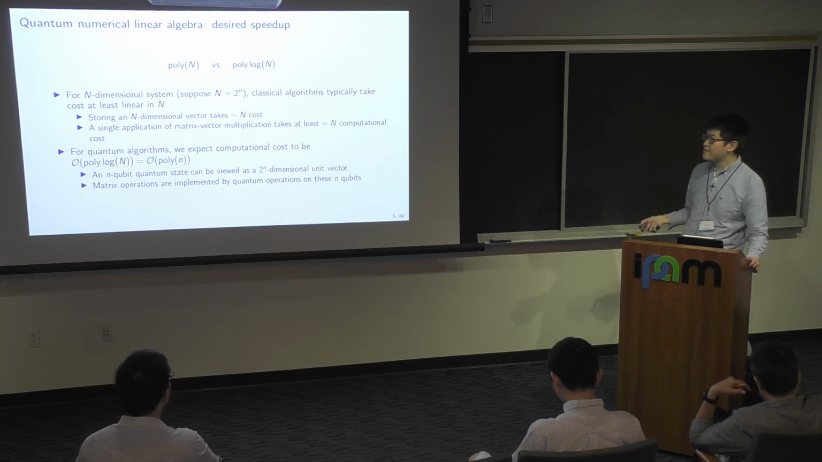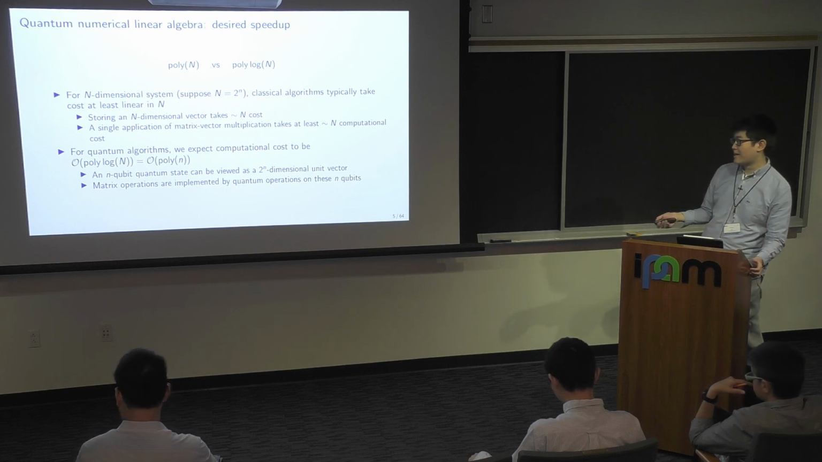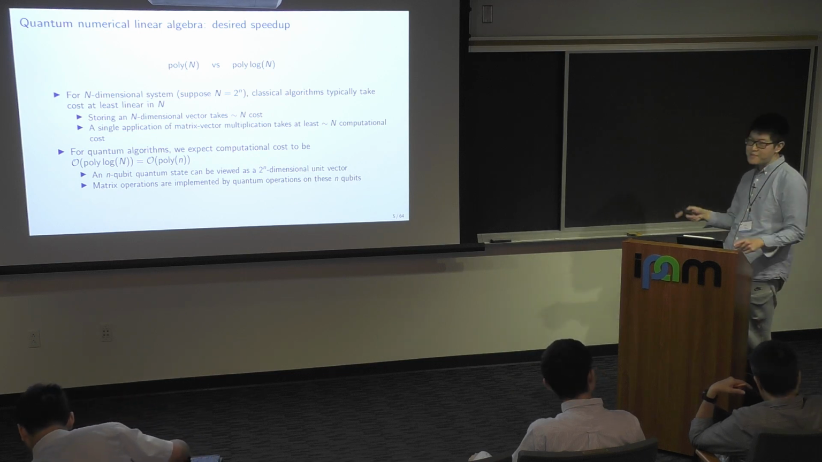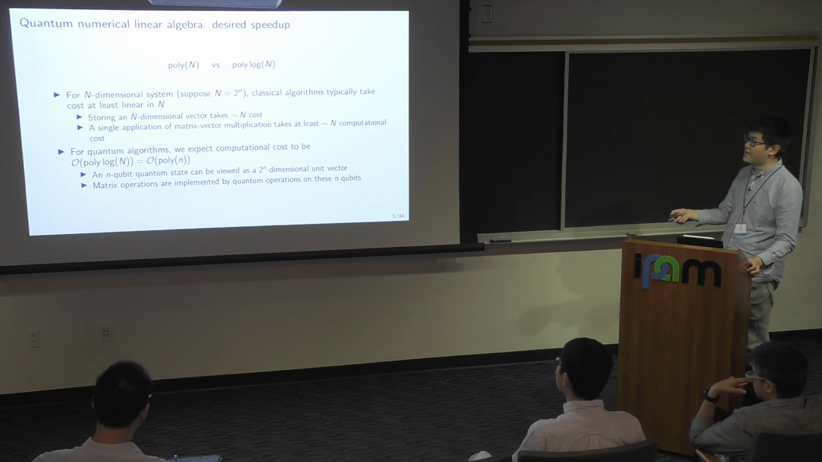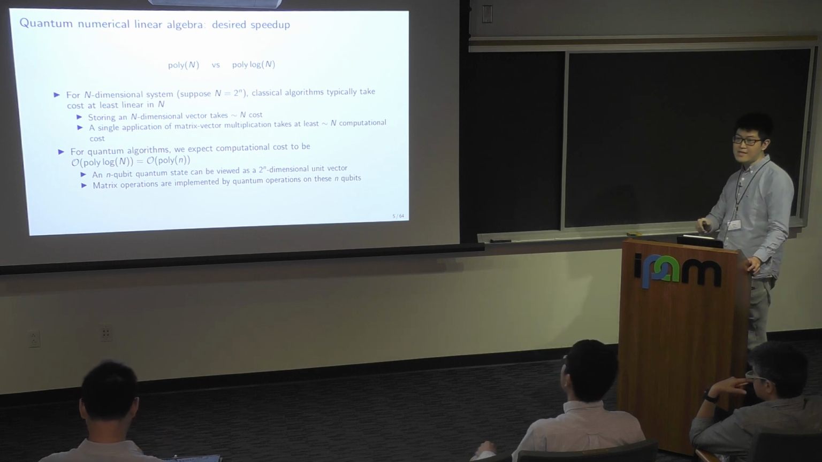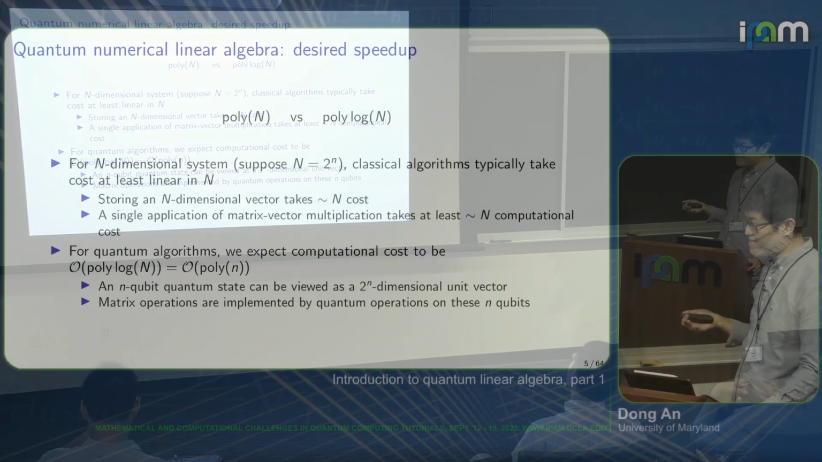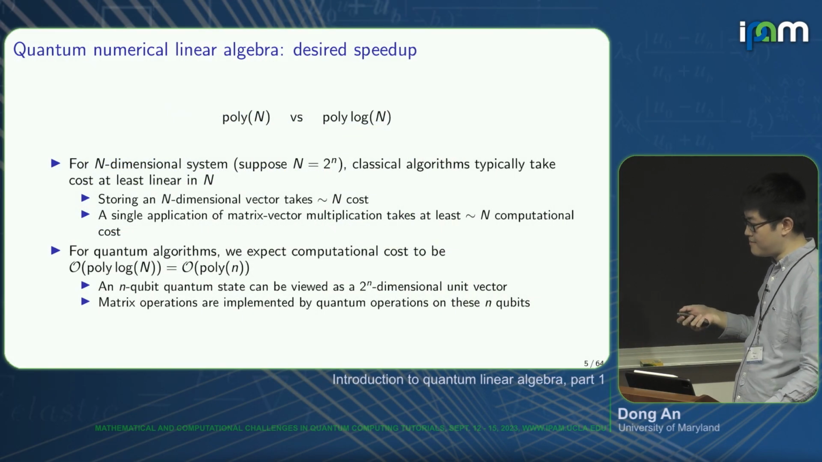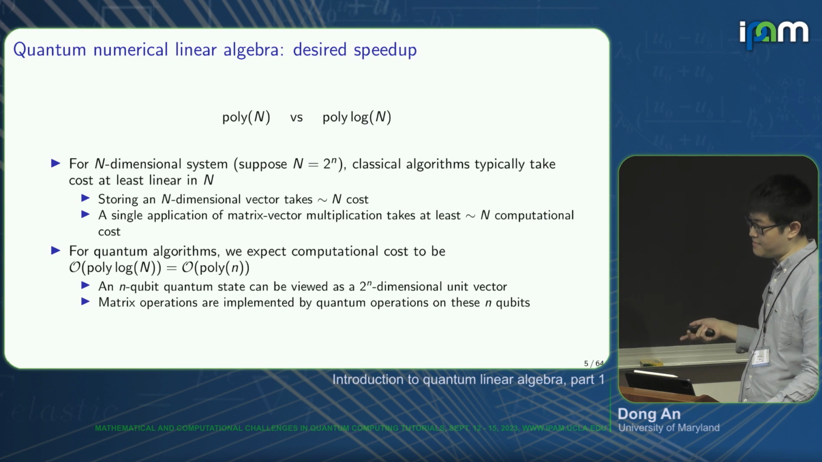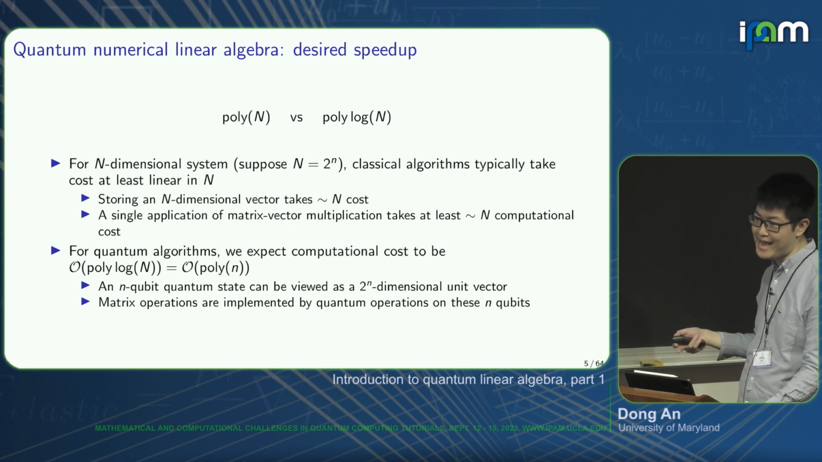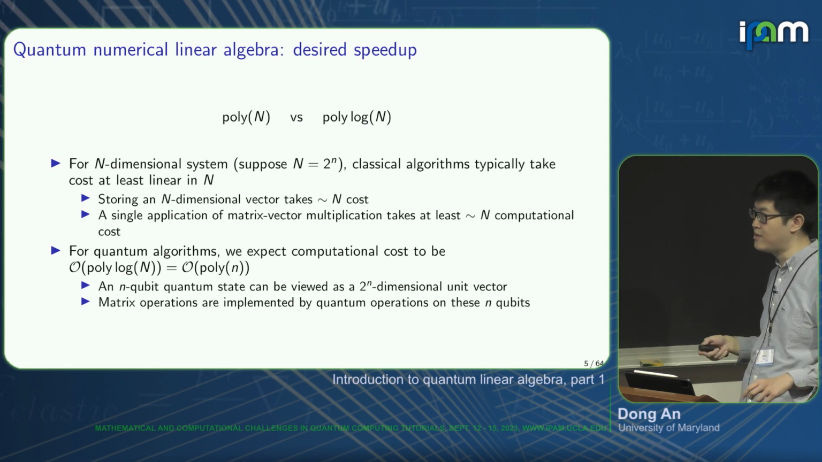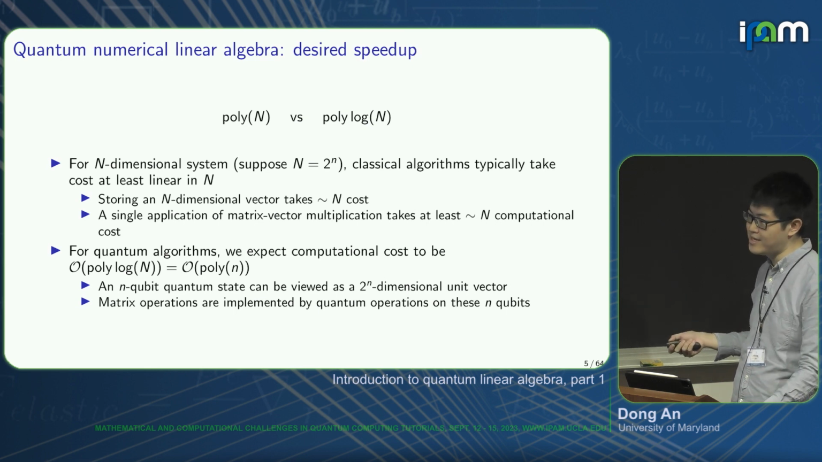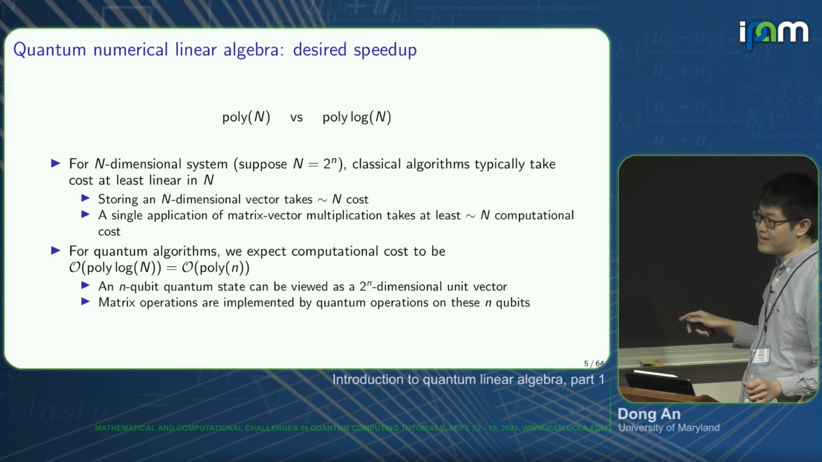And also, many matrix operations are implemented on this little n qubits, where little n is kind of like a log of the capital N. So with that structure, we are expecting a possible exponential speedup in terms of the dimension. But there are many caveats, because the quantum data structure is not the same as the classical data structure, and we have some quantum states which are not quite useful for extracting classical information, or there will be some other computational overhead.